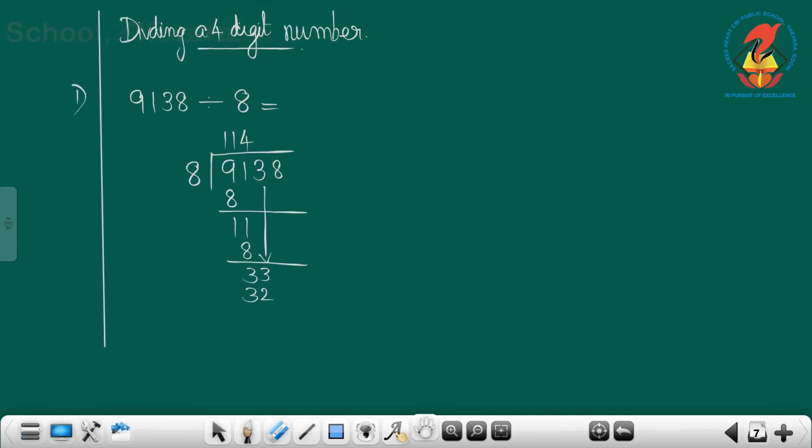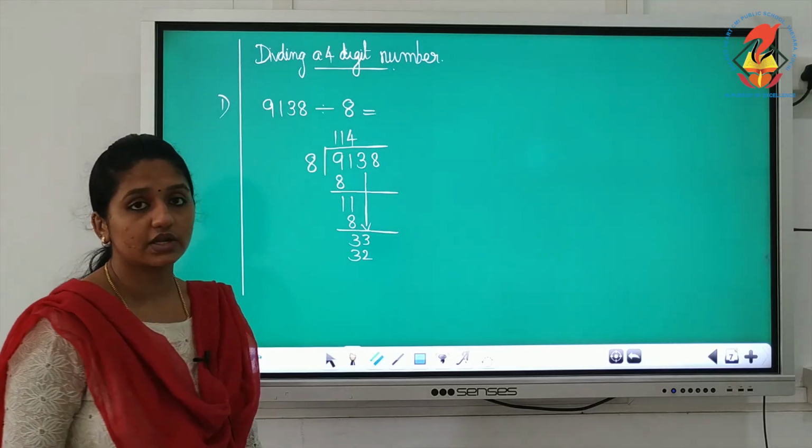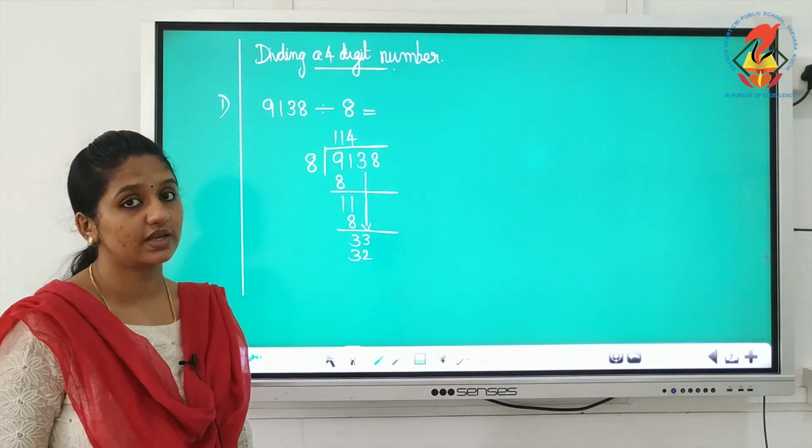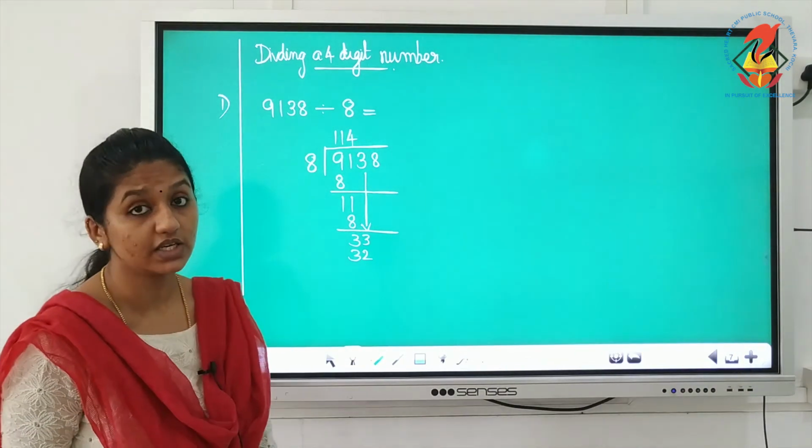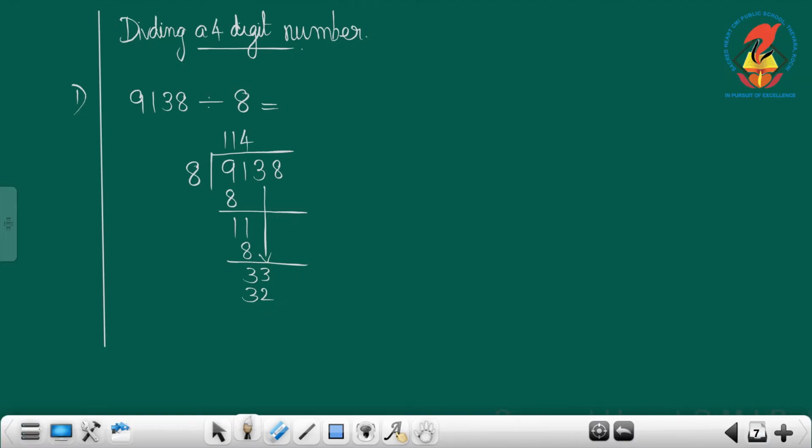If anybody has doubt, you can say the multiplication table. So 1 8 is 8, 2 8s are 16, 3 8s are 24, then 4 8s are 32. Okay, it's 32. Then subtract the answer. 3 minus 2, 1. 3 minus 3, it's 0. What is the next? Take the next digit, bring it down.